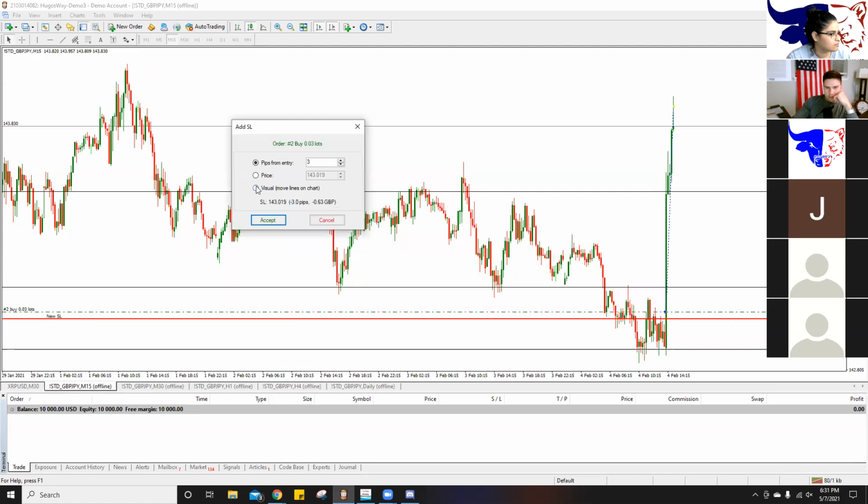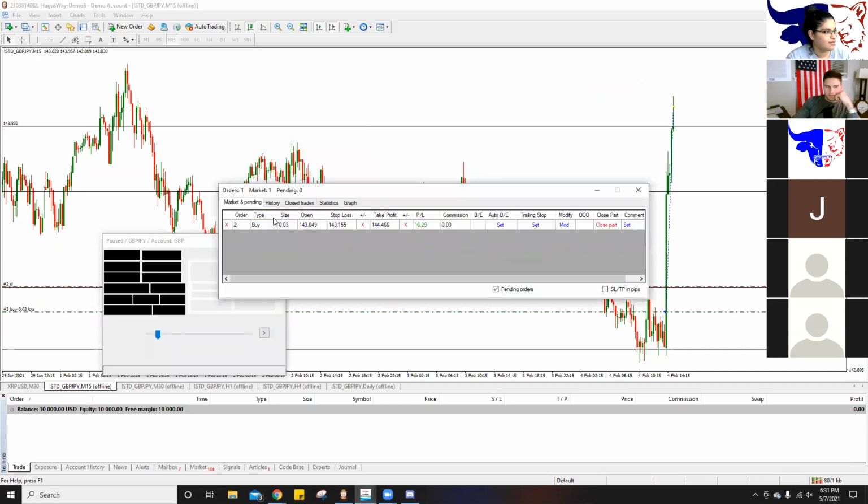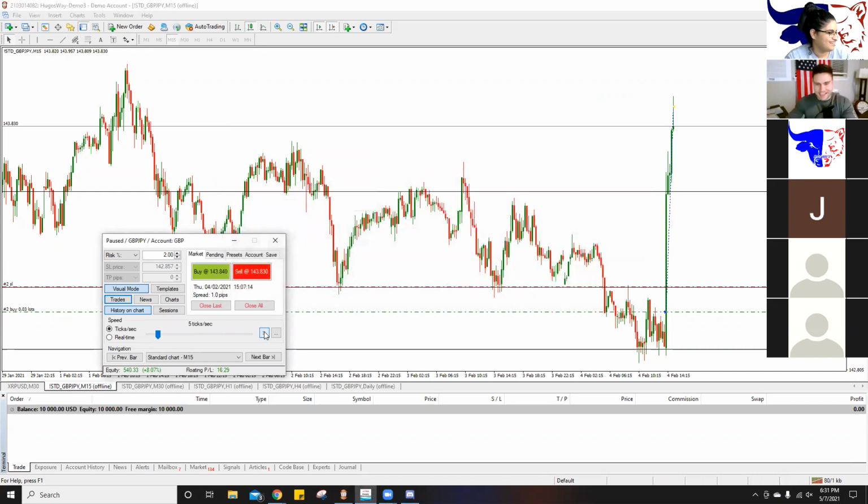With visual mode on, I think you can just click on the stop loss and drag it. Yep, there we go. Do you like that, or would you rather type it in? No, I like this. All right, cool. Wasn't sure if you did. So far, it's an 8% equity increase in this entire push up. It's beautiful.